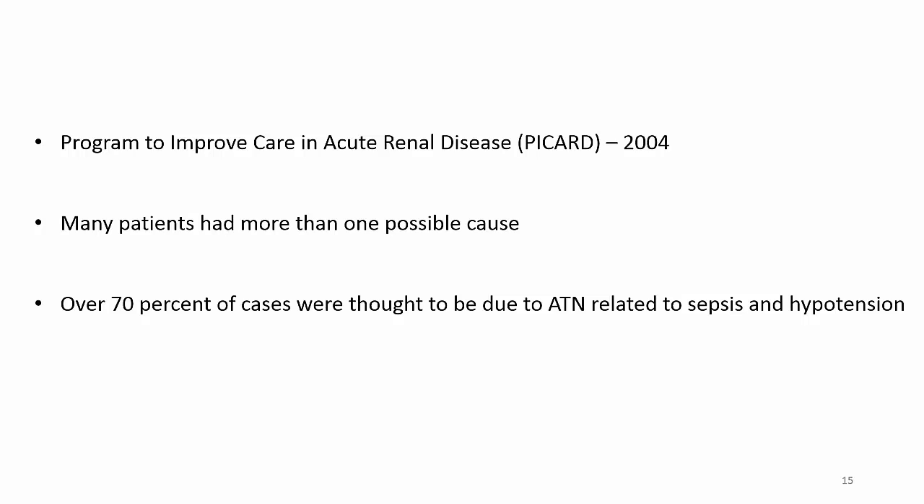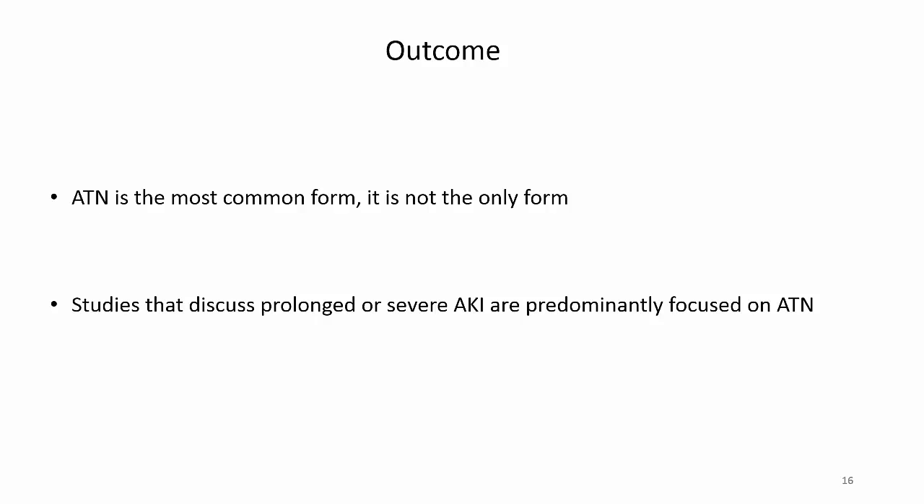Other databases have suggested about 70% of acute kidney injuries are due to ATN related to sepsis and hypotension in an ICU population. The database called PICARD, or Program to Improve Care in Acute Renal Disease, included ICU and non-ICU patients, but still 70% is probably more like it. Now, as stated before, ATN is the most common cause, but it's not the only cause. However, it accounts for the vast majority of patients, especially in the ICU, especially clinically meaningful acute kidney injury where you have oliguria or need for dialysis. That's why most of the outcome studies focus on ATN more than anything else.